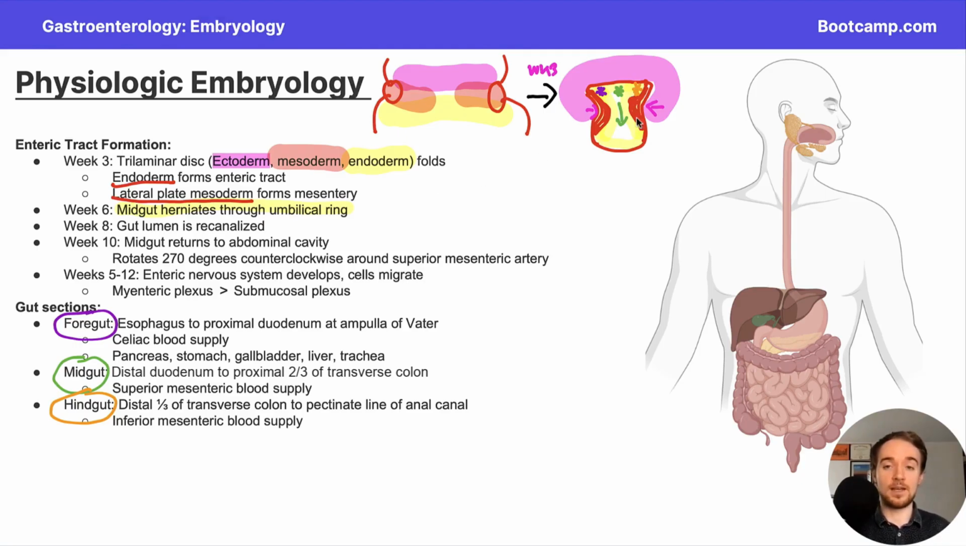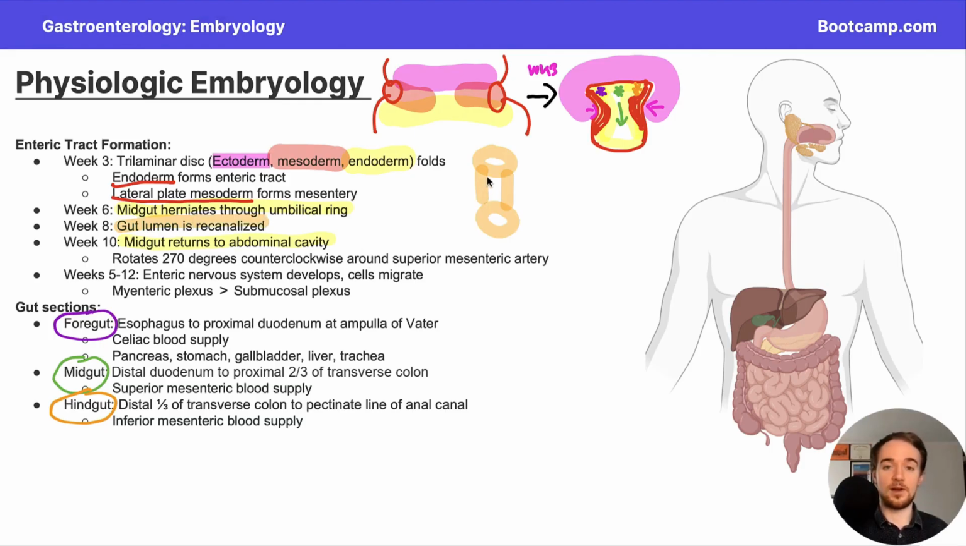For example, when the vitelline duct fails to obliterate, you can get Meckel's diverticulum. You can also get other things, including a vitelline duct cyst, if it fails to obliterate in several portions as opposed to just failing to obliterate in one area. The midgut is going to herniate outwards because at the moment there's not enough room in the abdominal cavity for all of those midgut structures to continue to grow, and then in week 10 they're going to return into the abdominal cavity. I also want to highlight here that in week 8 the gut lumen is truly recanalized.